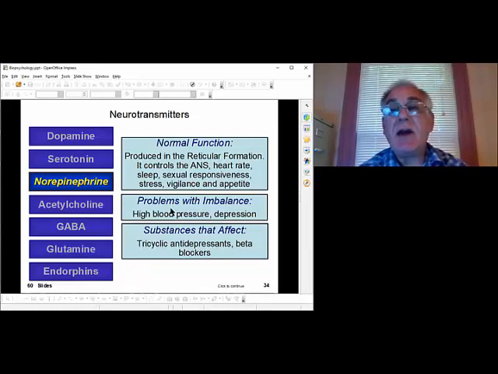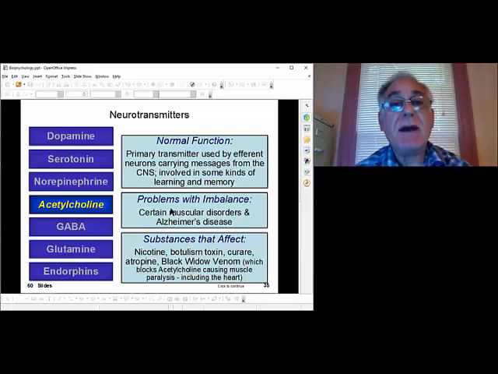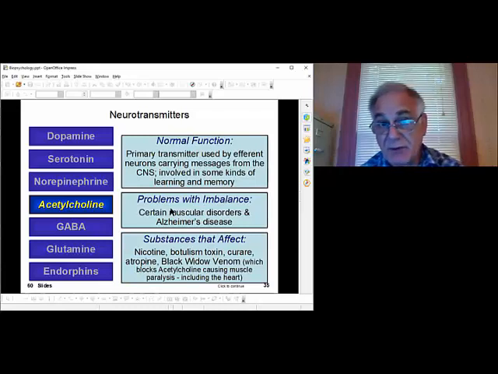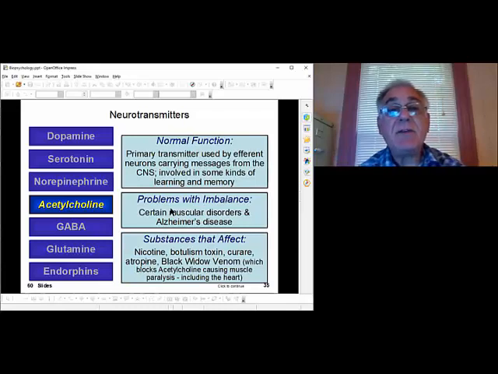It controls the autonomic nervous systems, heart rate, which we don't think about, sexual responsiveness, stress, vigilance, appetite, and as I said, sleep. The problems with imbalance are high blood pressure and depression. And I'm sure you've heard the term tricyclic antidepressants or beta blockers. These are some of the drugs that people get to help them with their high blood pressure. That's norepinephrine. Acetylcholine works on the muscles of the body. It's a primary transmitter used by the efferent neurons to carry messages from the central nervous system to the rest of the body and involved in some kinds of learning and memory.